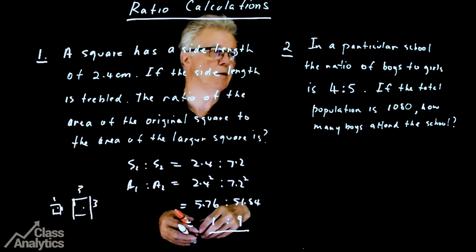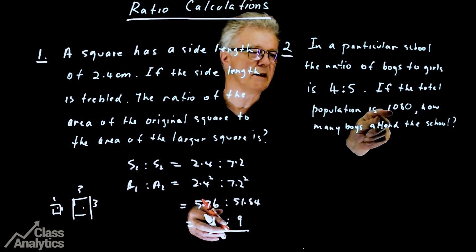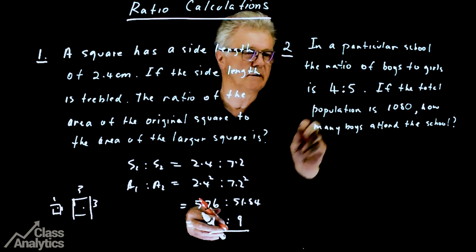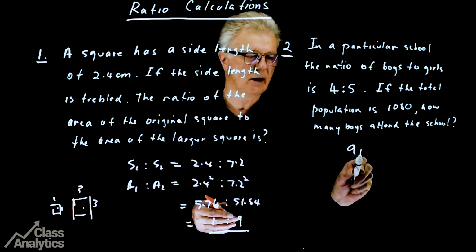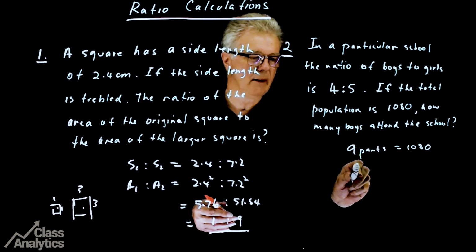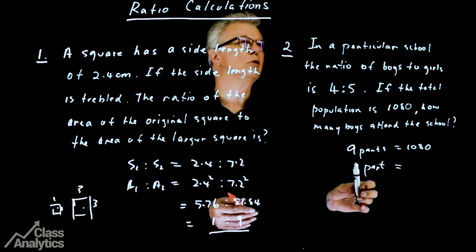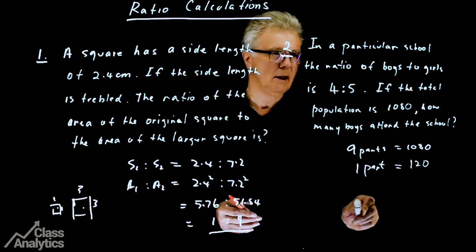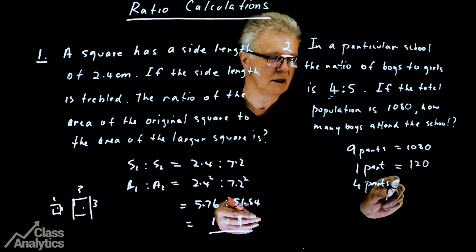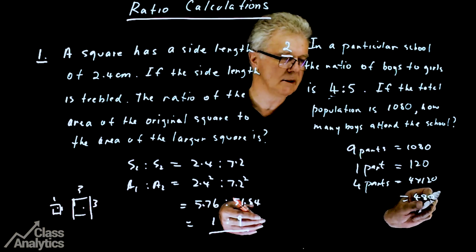Right. Number 2, in a particular school, the ratio of boys to girls is 4 to 5. The total population is 1,080. How many boys attend the school? Well, if we add these parts together, it's a total of 9 parts. So 9 parts represents 1,080. And we divide that by 9, we get 1 part is equal to 120. But there's 4 parts of boys, so 4 parts must give me 4 times 120, so there were 480 boys there.